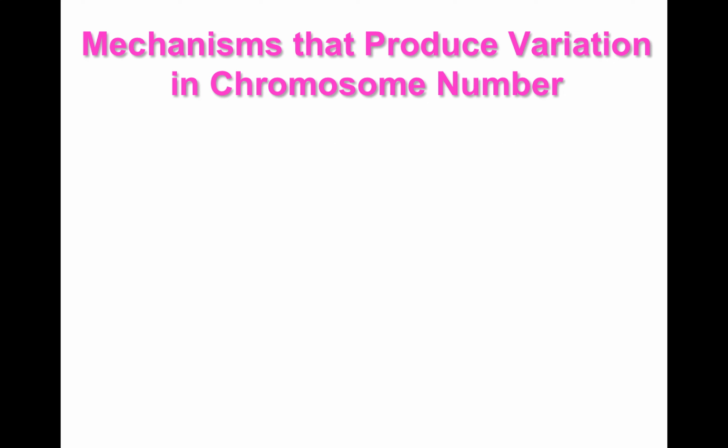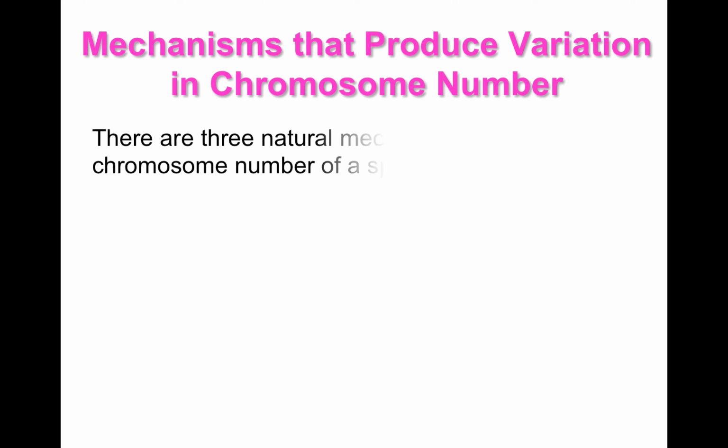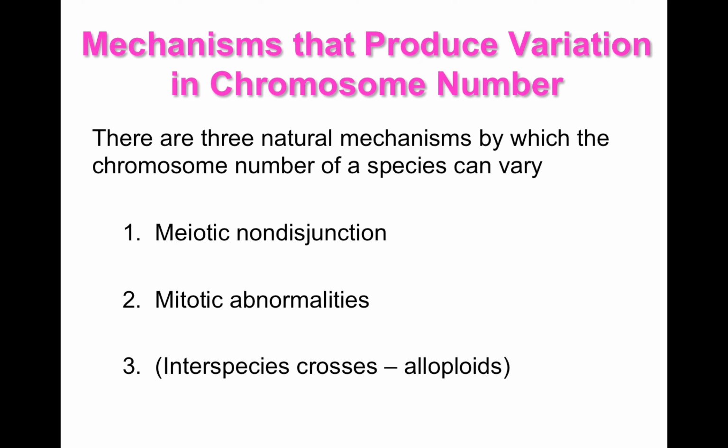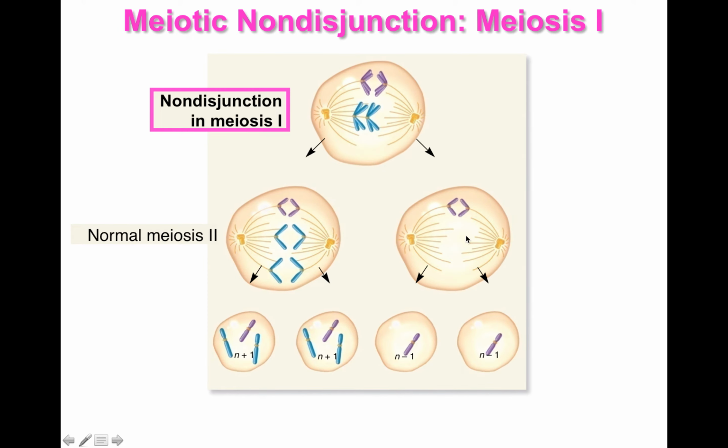So what are some of the mechanisms that can produce variation in chromosome number? Well, there are 3 natural mechanisms: meiotic nondisjunction, mitotic abnormalities, and interspecies crosses, known as alloploids. We're going to just discuss this first one, meiotic nondisjunction. Meiotic nondisjunction can occur either in meiosis 1 or meiosis 2 and has consequences on how the gametes turn out. So what happens if you end up with nondisjunction in meiosis 1?